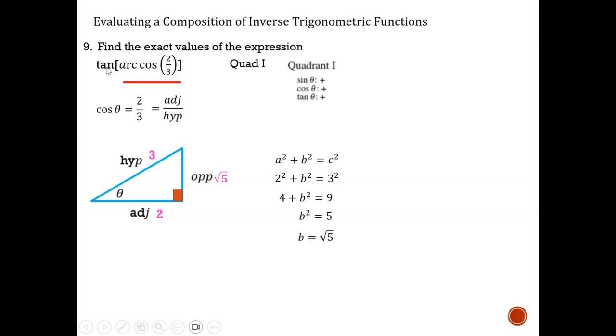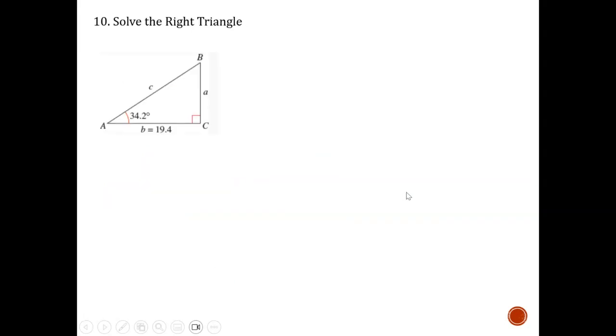Now the tangent, because we're looking for the tangent, is opposite over adjacent. My opposite is square root of 5, and my adjacent is 2. So it'll be the square root of 5 over 2. This is my result, guys. And again, from the inside of the brackets or the parentheses, that's where you solve the triangle. After you solve it, you look at whatever we have on the left, which is a tangent. If it was cotangent, then it would be adjacent over opposite and so forth, guys. This is the most important part because from here we form a triangle and we solve the triangle. Okay. Now number 10, solve the right triangle.